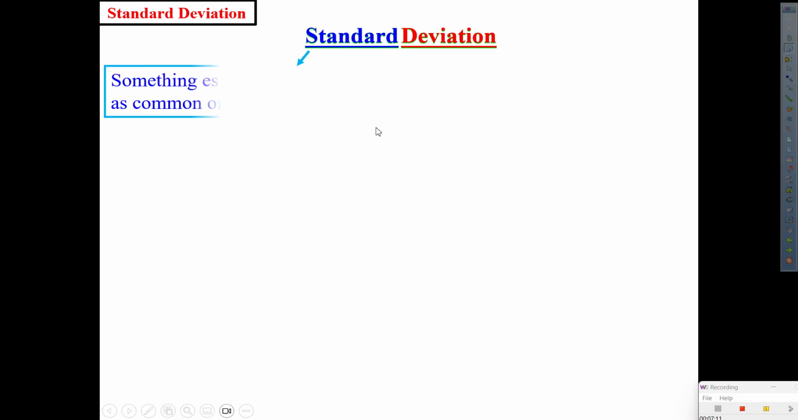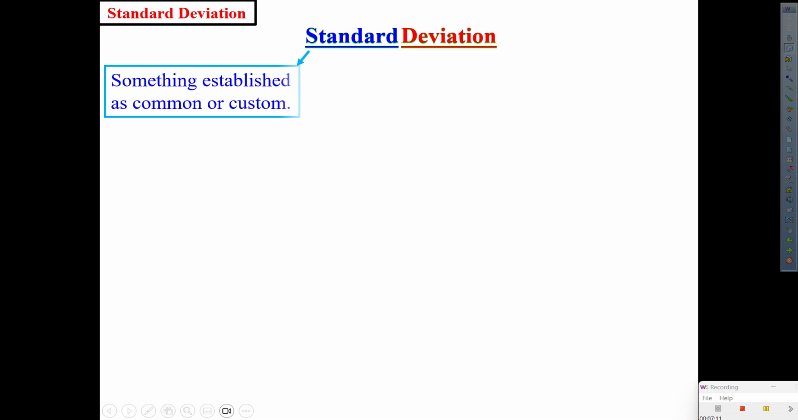To the left, I want you to box it and write: something established as common or custom. A standard is something established as common or custom. So once again, in this class, respect everyone and everything, that's our standard.